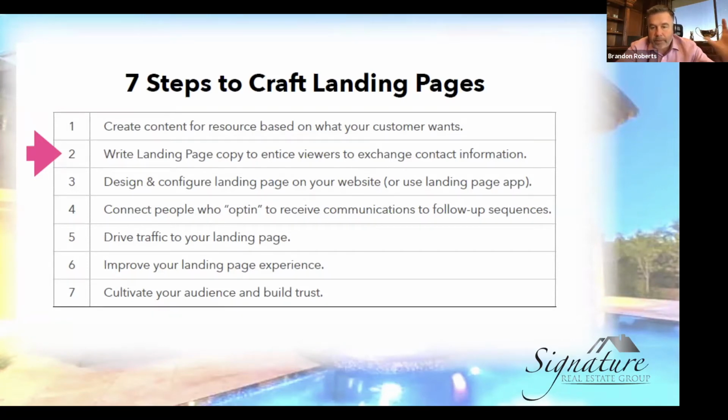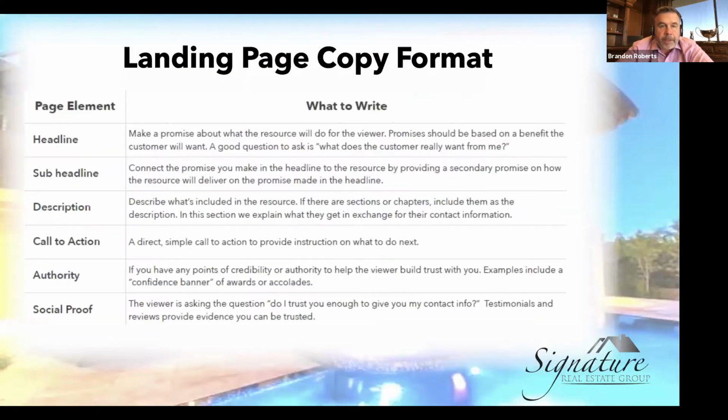So once we identify what we want to basically give away or what we want to exchange information-wise for their information, we've got to actually write the page copy to entice the viewers to exchange their contact information. And so here is a format to basically help you do that. We want to start with a headline, which is something that's going to grab their attention to cause them to click on the ad. Subheading, a description, a call to action, and authority and social proof. Your headline is something that makes a promise about the resource, what the resource will do for the viewer. Promises should be based on the benefit the consumer will want. A good question to ask is, what does the customer really want from me?